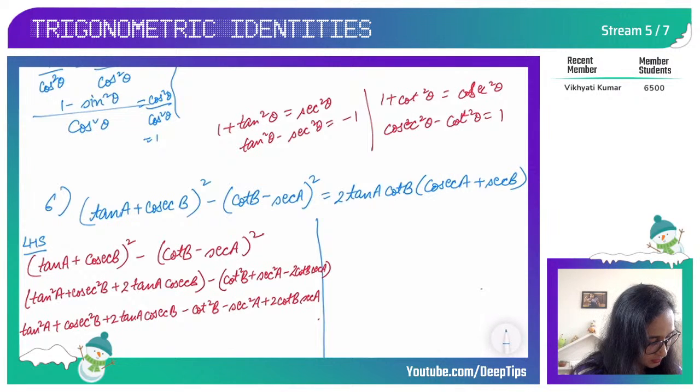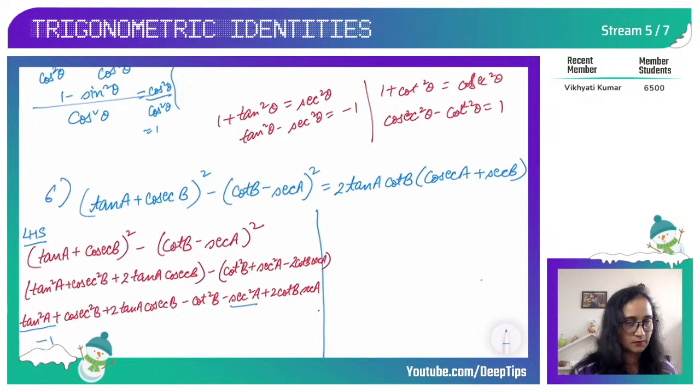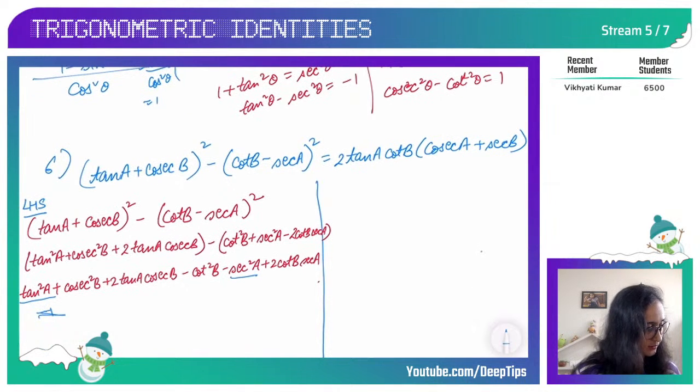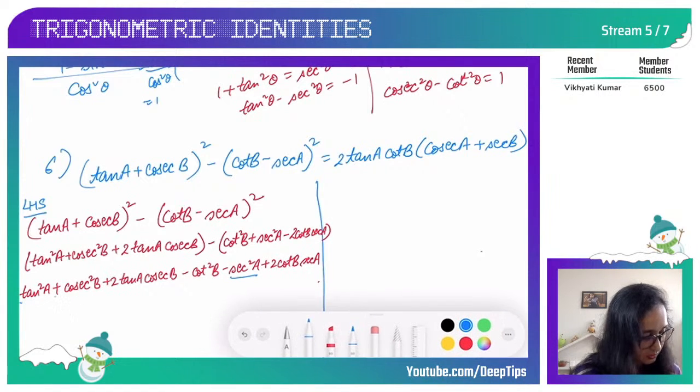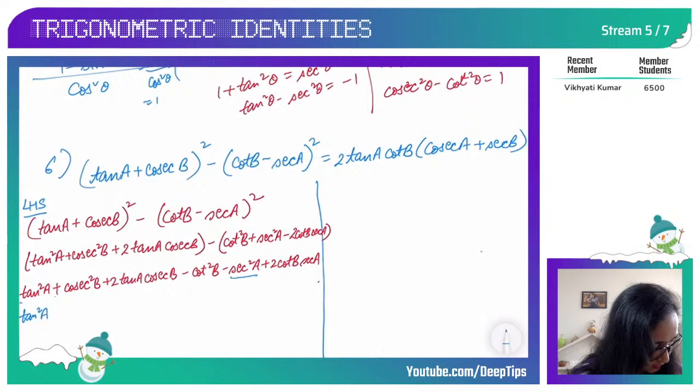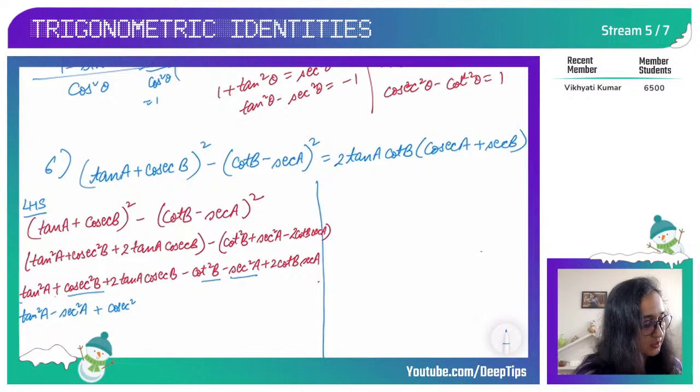If you look here, this is tan square A and this is secant square A. So tan square A minus secant square A gives me minus 1. So if I write them together, let's first pair them so that you find it easy to understand. I can write here tan square A minus secant square A. Now you can see cosecant square B minus cot square B. So let's club them: cosecant square B minus cot square B.